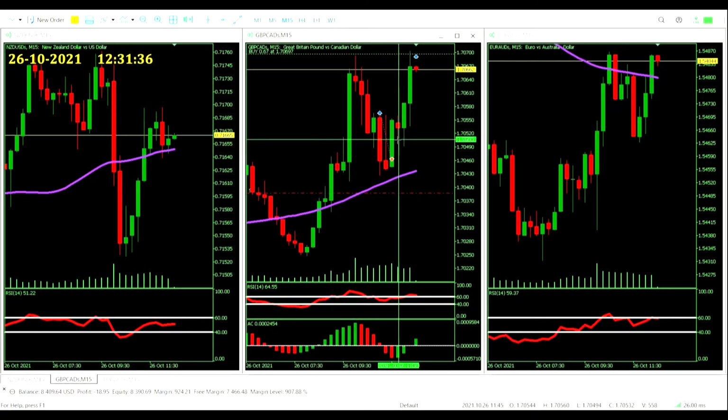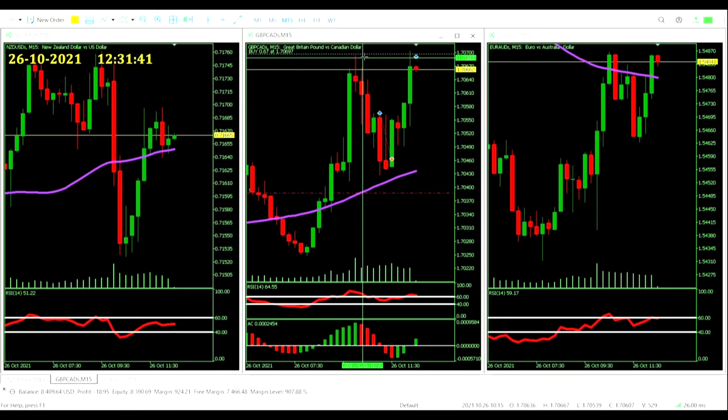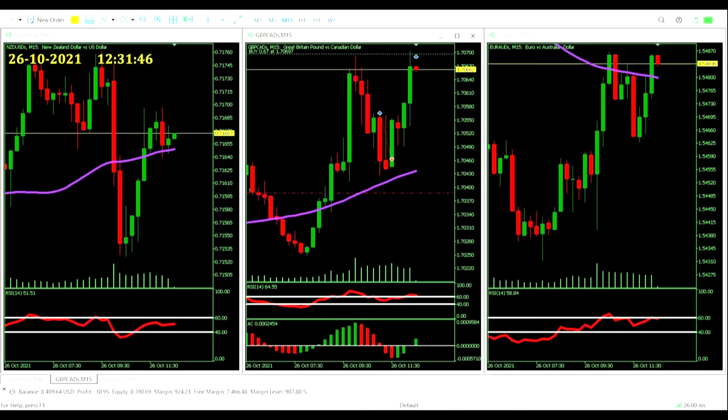We can only hope that this confidence in the pound from this run here is going to continue. Does look to me like we could be getting in at a resistance level though. Prove me wrong, chart, prove me wrong.